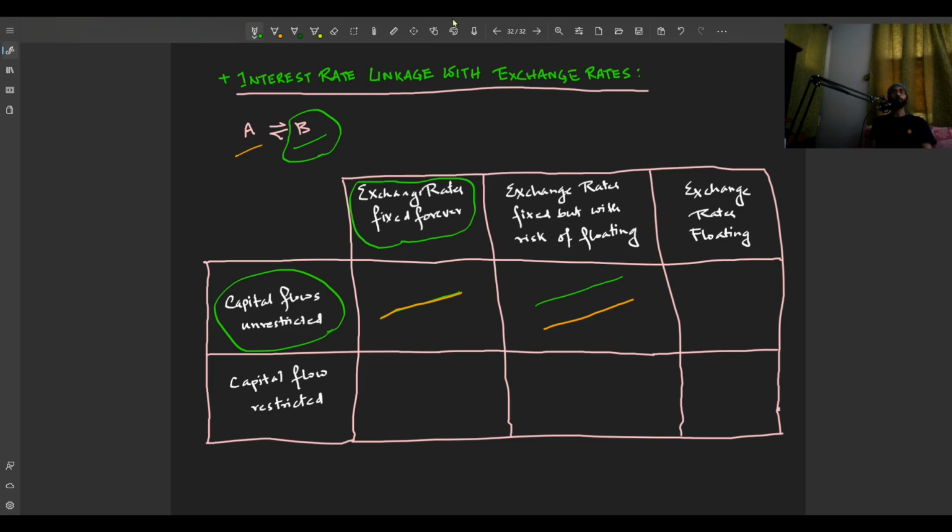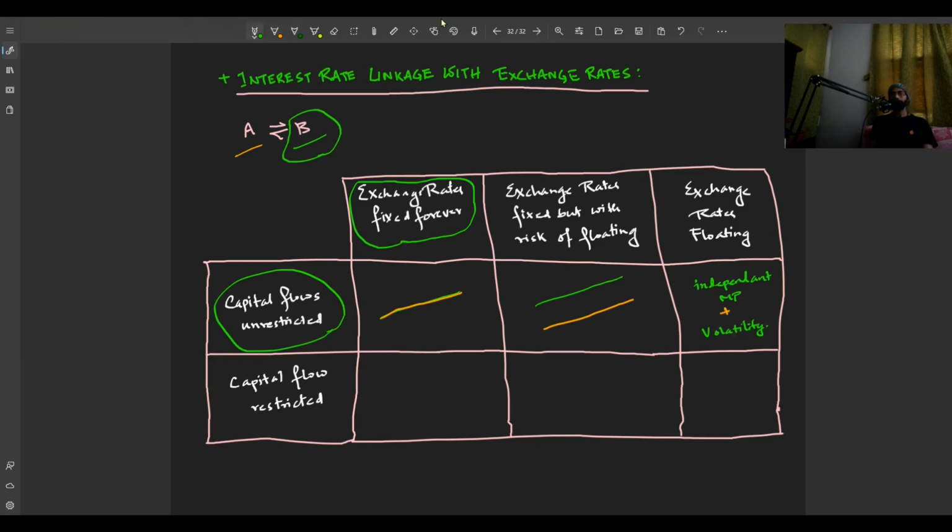Then, exchange rates are floating and capital flows are unrestricted. In that case, the countries will have independent monetary policies, but this can also lead to higher volatility due to capital inflows and outflows.